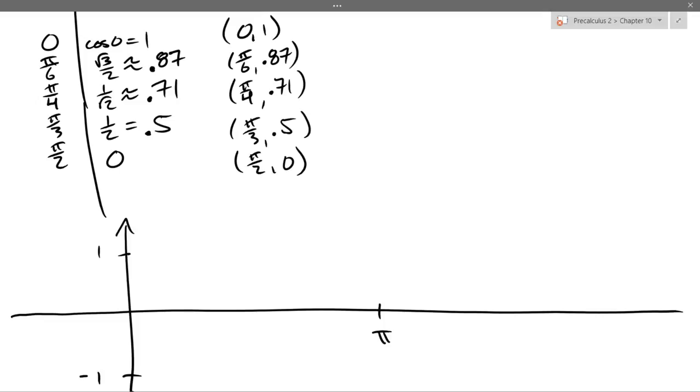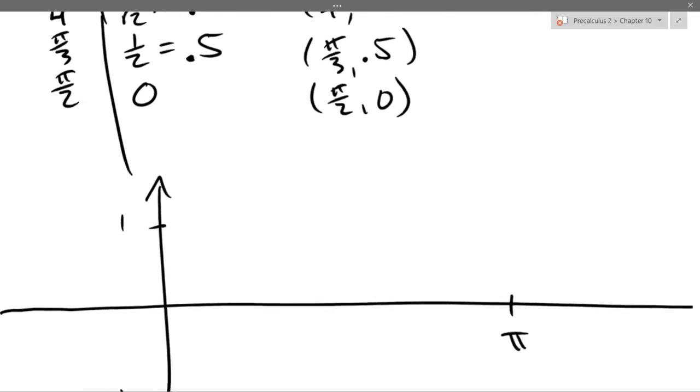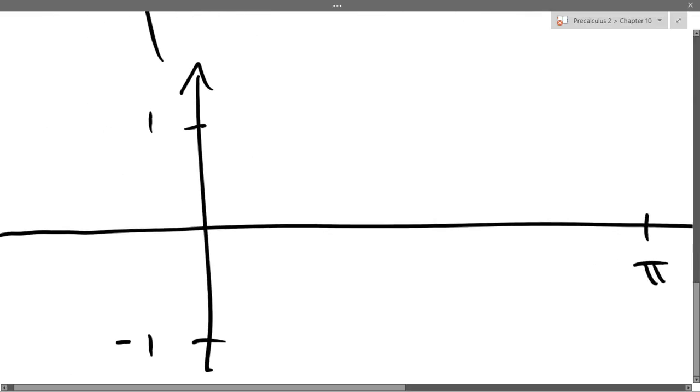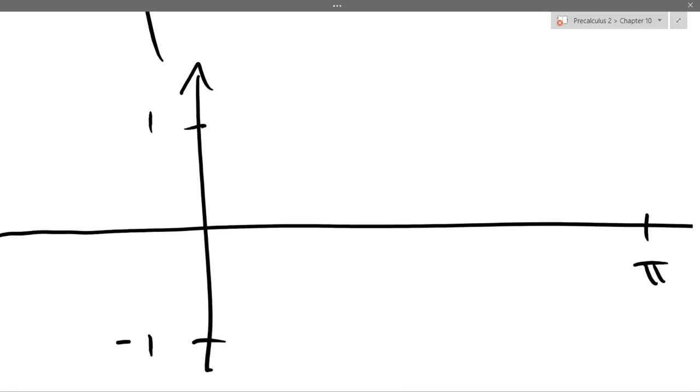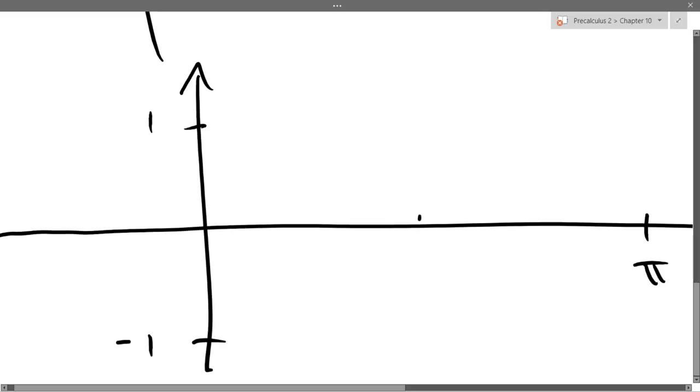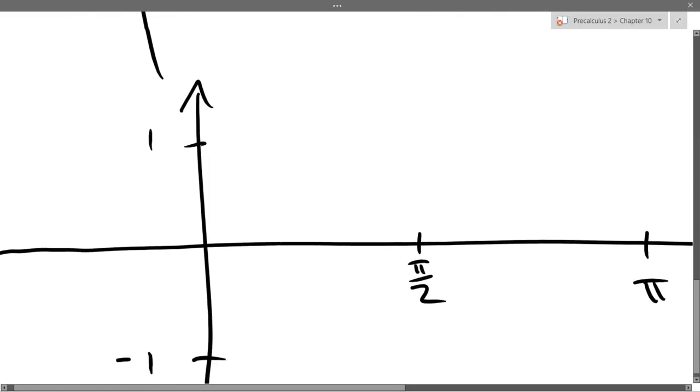The x values we're using are pi over 2, pi over 3, pi over 4, pi over 6. So I'm going to zoom in a little bit now. If that's pi, where's pi over 2? Very good, halfway. All right, that's what half means. So there's pi over 2. Now we have to write down the rest of them. The next easiest one, I think, is probably pi over 4. So pi over 4 is halfway to pi over 2.